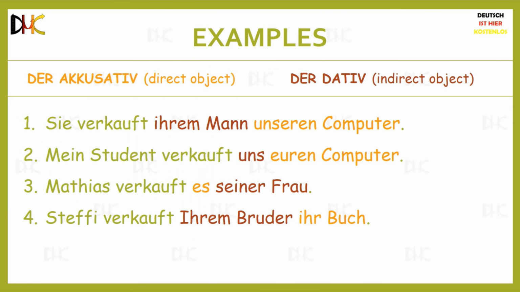Here are some examples of possessive determiners being used in sentences. Sie verkauft ihrem Mann unseren Computer, meaning she is selling our computer to her husband. Mein Student verkauft uns euren Computer, meaning my student is selling your computer to us. Matthias verkauft es seiner Frau, meaning Matthias is selling it to his wife. Steffi verkauft ihrem Bruder ihr Buch, meaning Steffi is selling her book to her brother.